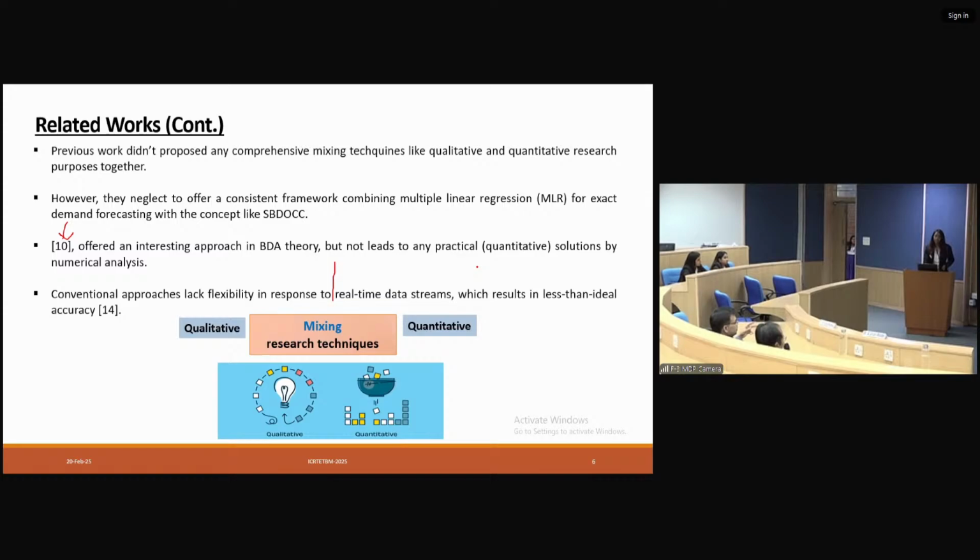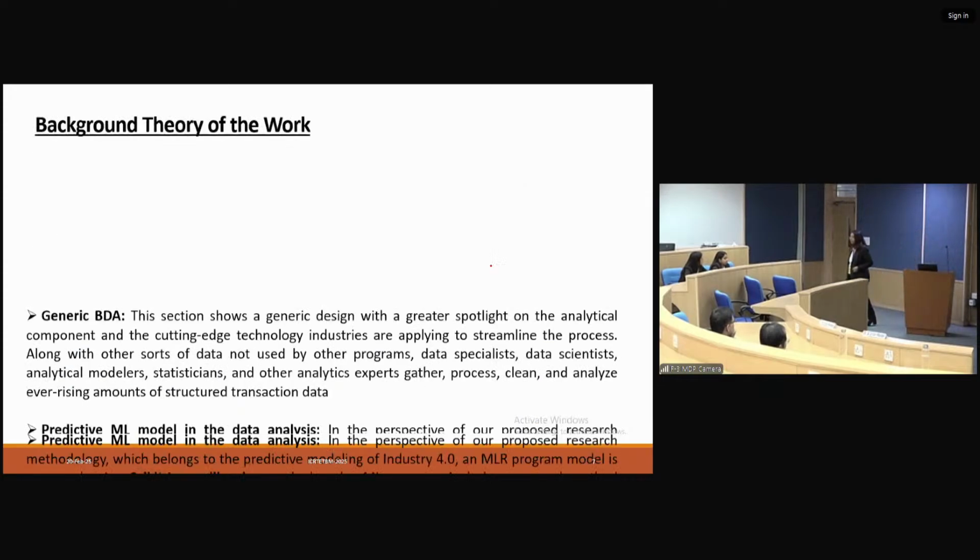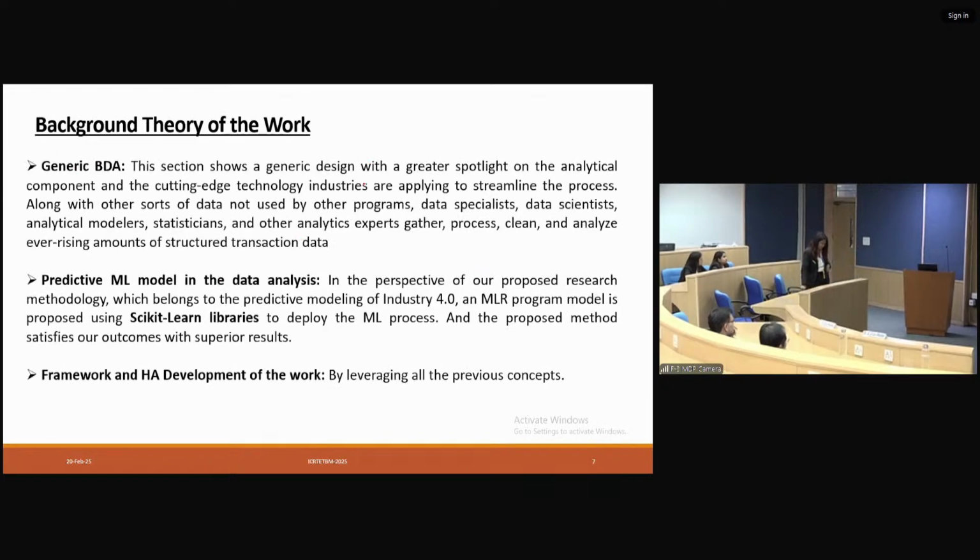Oh, yeah, thank you. I will try my best. Our research purpose is mixed research techniques which have both qualitative and quantitative research approaches. The things we used in our research are the general idea of BD analysis and some predictive machine learning approach in the data analytics section using scikit libraries, and then developing some framework and hybrid architecture.